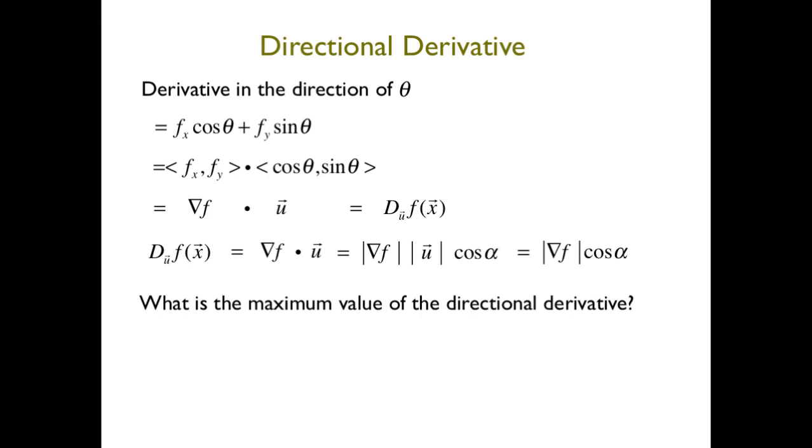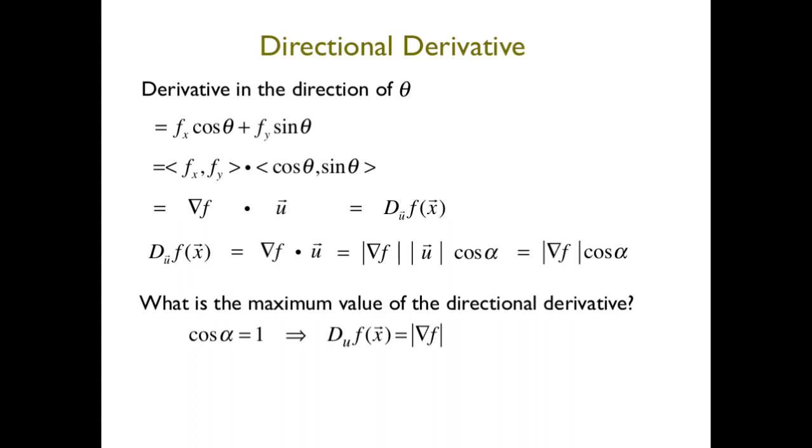So I'm asking, how do we maximize that? How do we maximize del f cosine alpha? Do we have any say in the magnitude of del f? No, that's a constant, right? If we're at a given point, the magnitude of del f is fixed. So what can change? This. If I want to maximize this whole thing, what should I make cosine alpha? What's the biggest cosine alpha could be? 1, right?